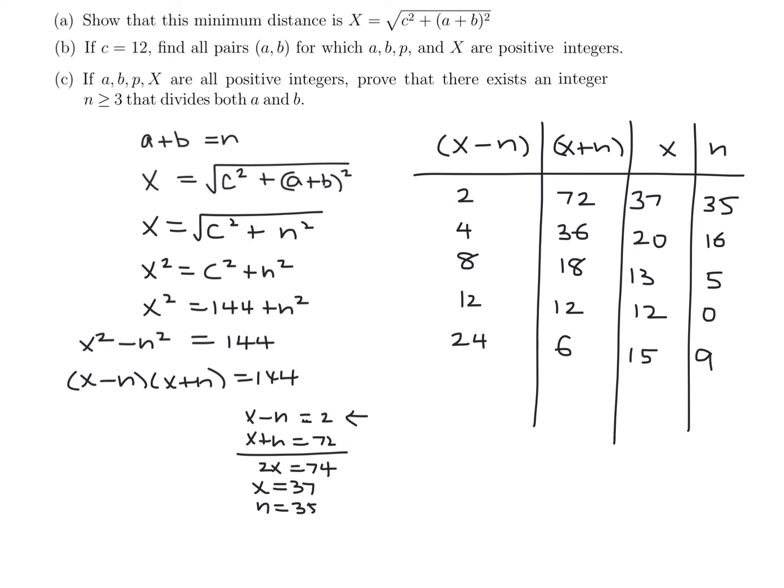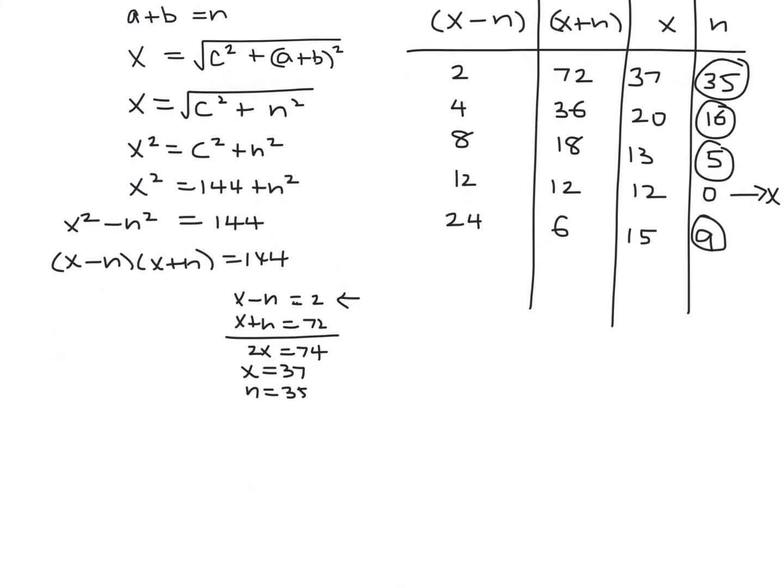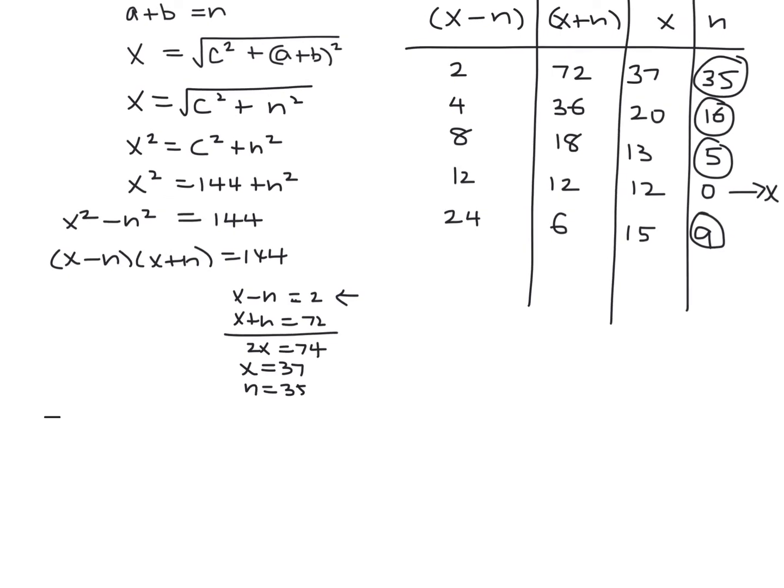Okay. Now, this solution is no good because n can't be 0, right? Because n represents a plus b, and a and b are positive distances. So we have to then just sort of experiment with these values and see what we get. So let's do that. So for those 4 values, let's see what we get for a and b.